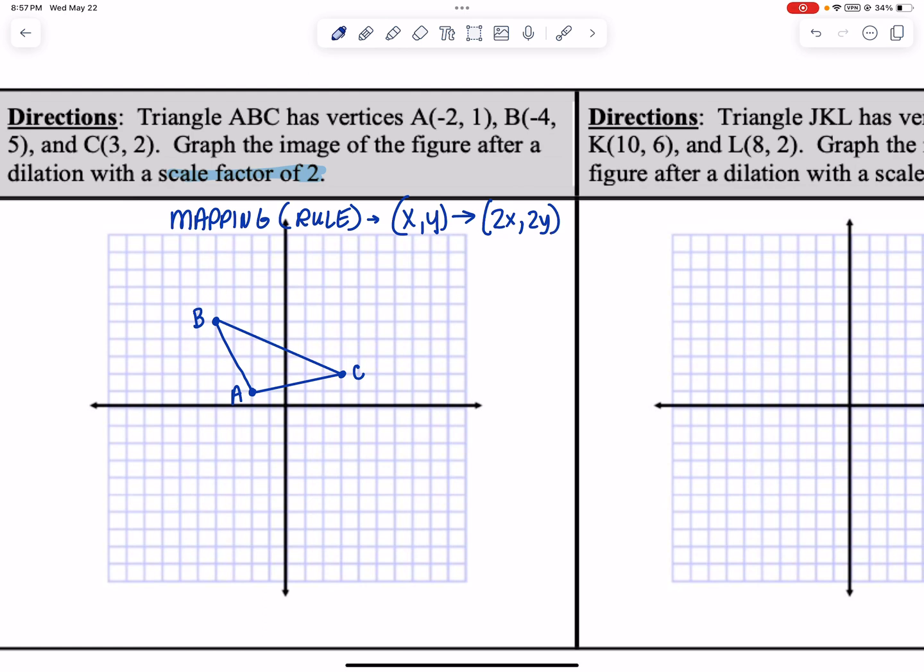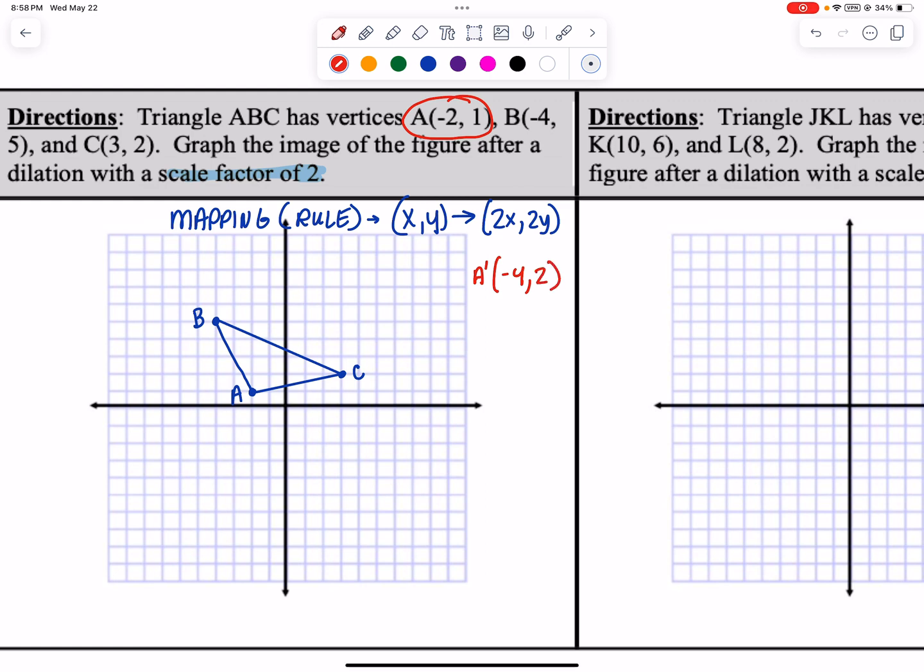So now all we have to do, I'm going to switch to red now, and we're going to lay this out. My original A was -2, 1. So what would my A prime be? My A prime would be double that. -2 times 2 is -4. So you have to do your integer rules here. 1 times 2 is 2.